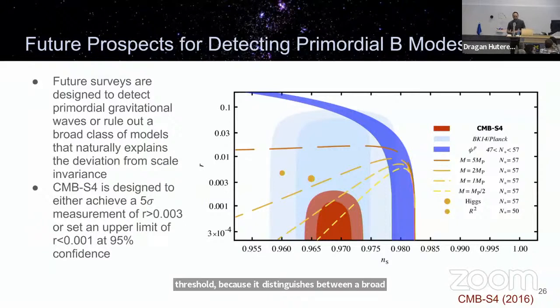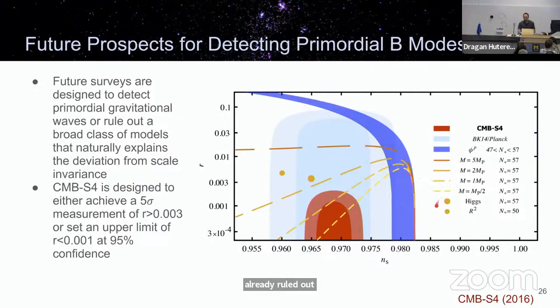And this it turns out is a very useful threshold because it distinguishes between a broad class of models of inflation. So on this plot are shown a few more specific cases. So this blue band, this is different units than what I showed before. It's log vertical axis. So this looks different, but this is the same band of monomial potentials. So m squared phi squared lives somewhere up here, which is already ruled out.